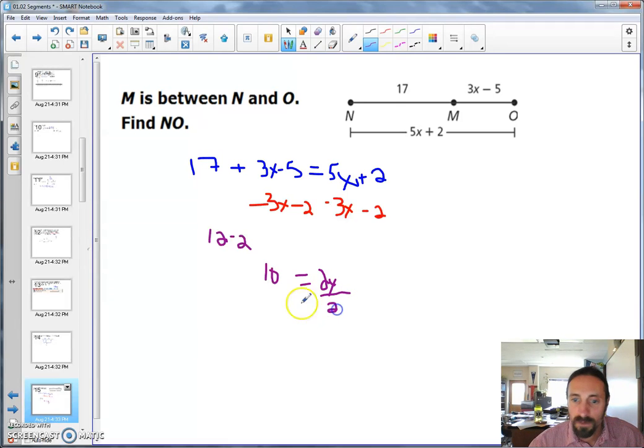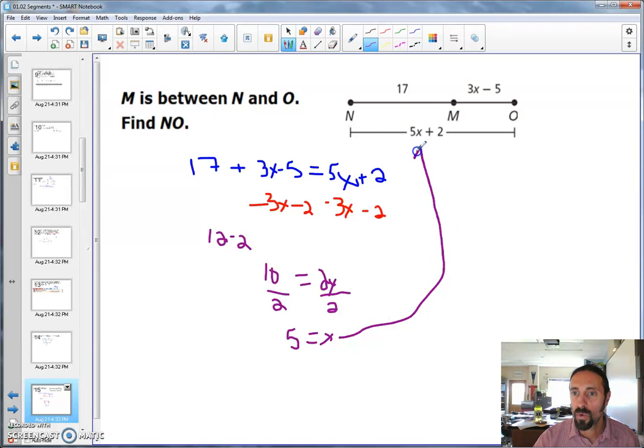Divide both sides by 2. Of course, you're already ahead of me. X equals 5. Now that I know what x is, I have to go back and substitute it in. It says find NO, so it's saying find the full length.